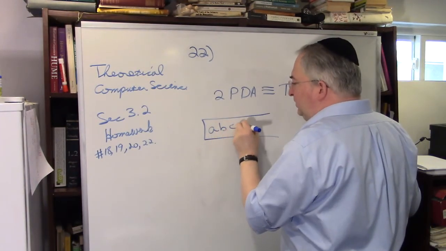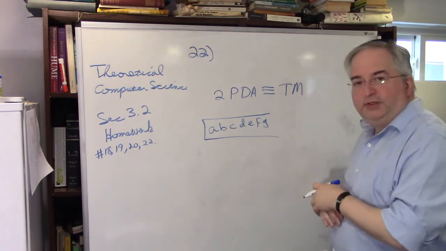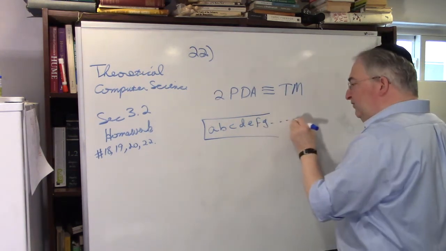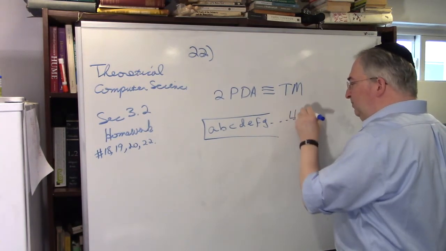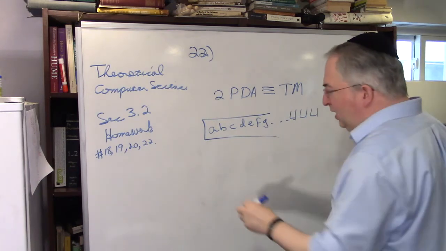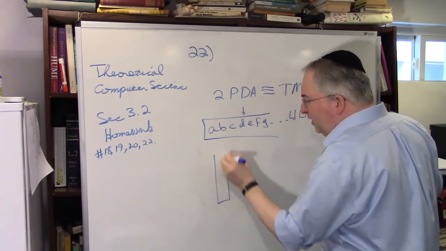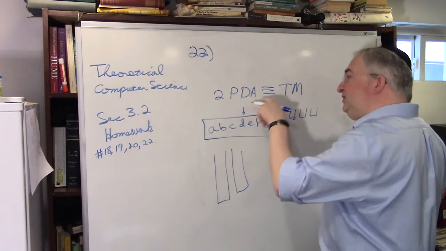A, B, C, D, E, F, G. Okay, you have a lot of symbols on your infinite tape. This is an infinite tape, but eventually you get blanks. Okay, you have a lot of symbols, but you knew it. Okay, great. You're pointing here. I want to mimic this.